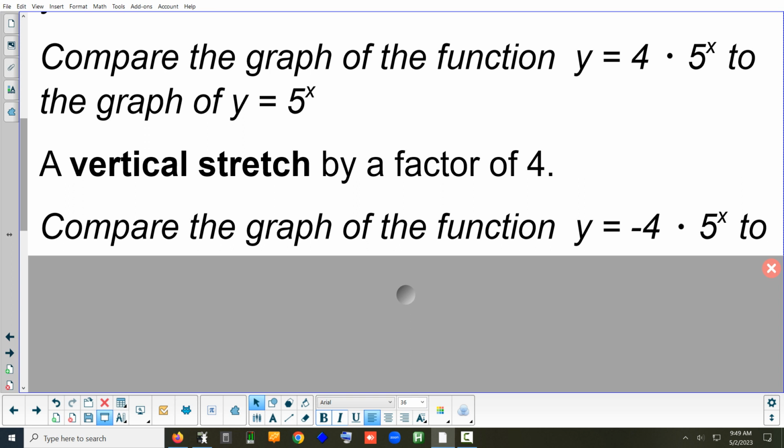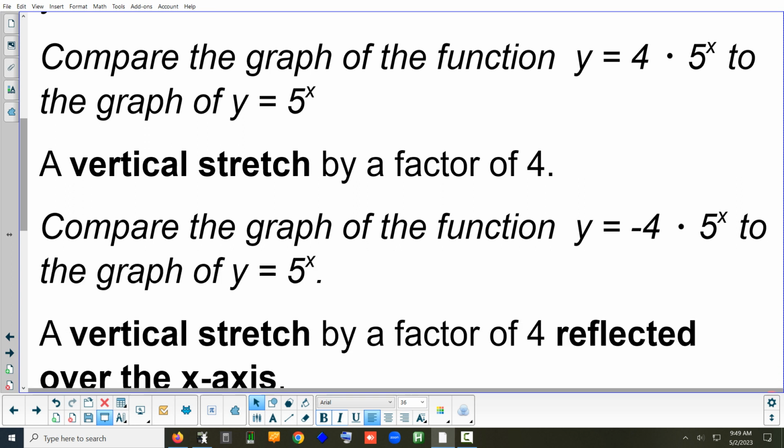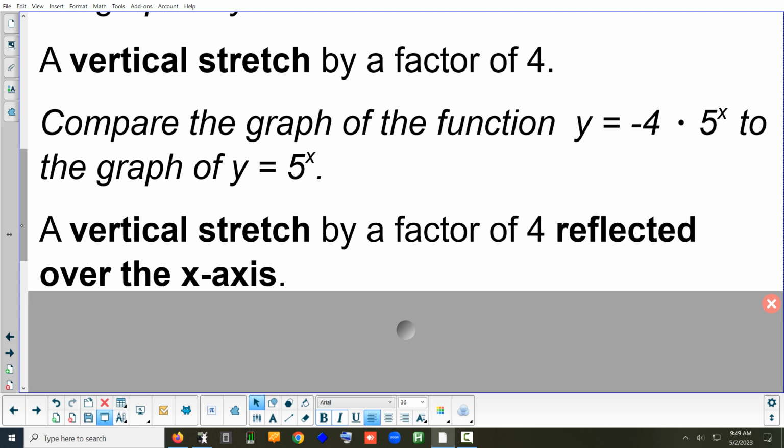Now, how about this one? It's the same idea, but instead of a 4, it's a negative 4. So how would you describe what's happening in that one? It's kind of like the last one, but you're going to add one extra thing on the end. Yeah? A vertical stretch by a factor of 4 reflected over the x-axis? Yep. So that's a vertical stretch by a factor of 4, and it's been reflected over the x-axis. Perfect.